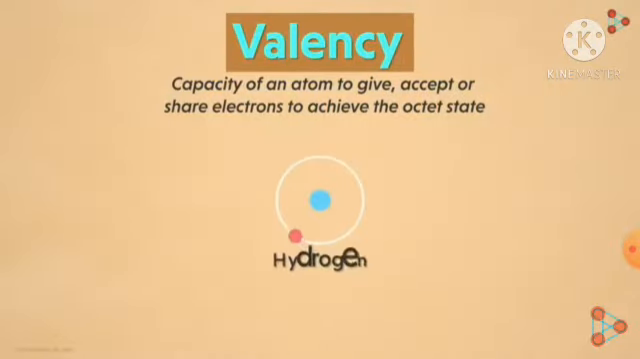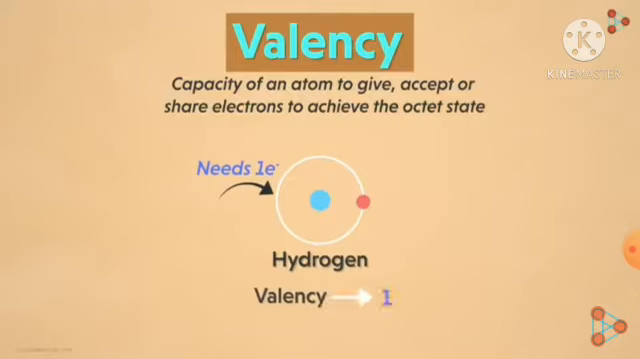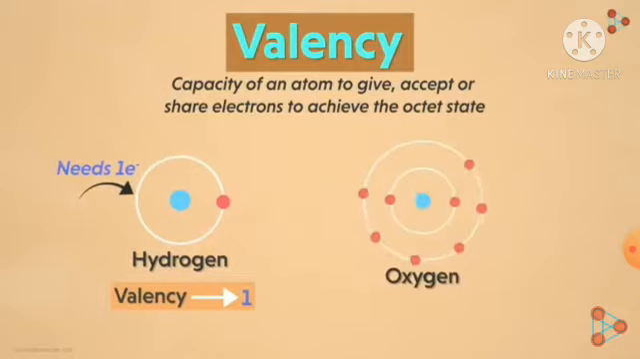Let us take simple examples to understand this. In case of hydrogen, we have just 1 electron in the outermost shell. That means it has to somehow add 1 more electron to the outermost shell. Thus, we find that the valency of hydrogen is 1 as it accepts or sometimes even shares electrons with atoms of other elements.